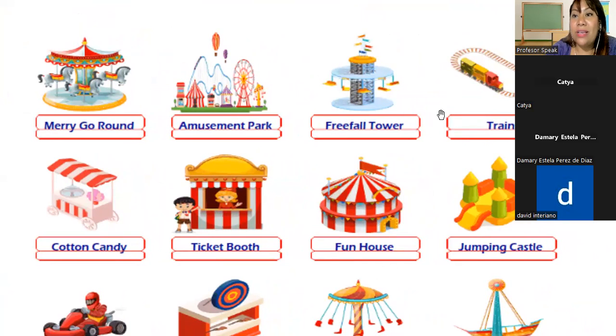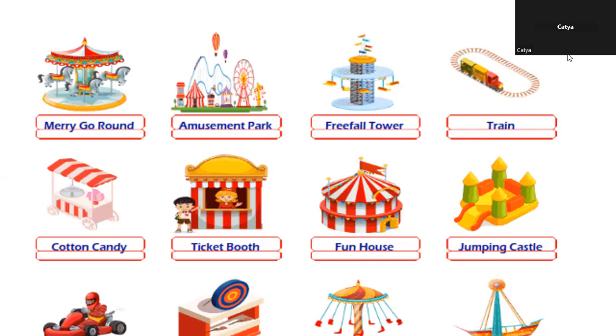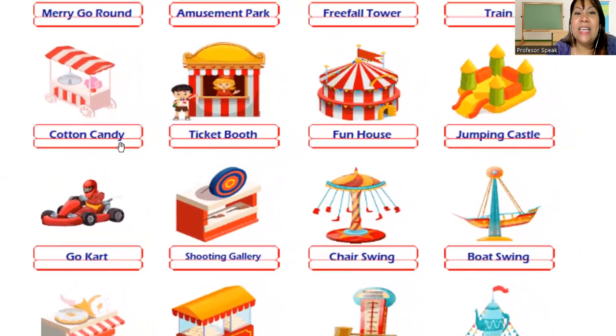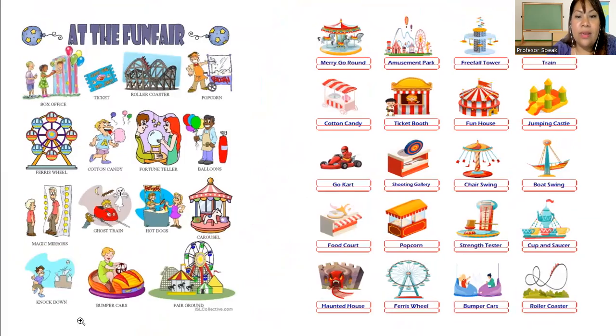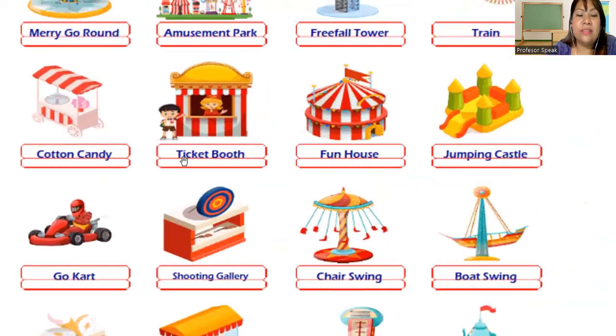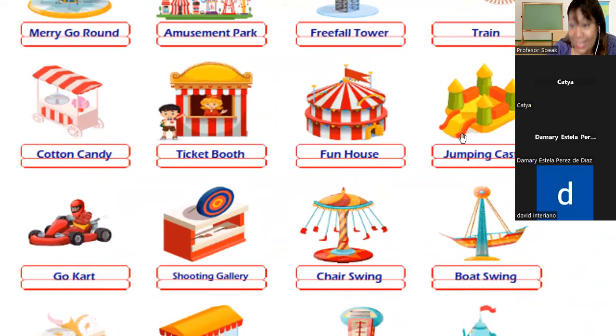Free fall tower. Everybody repeat. Free fall tower. Okay, that's the name, right? Yeah, voladora. Then we have train. Everybody train? Train. Ya dijimos cotton candy. Chicken booth. Esa es otra palabra para el box office. Everybody, chicken booth. Okay, phone house. What is it? It's the same as circus. There you go. Very good.